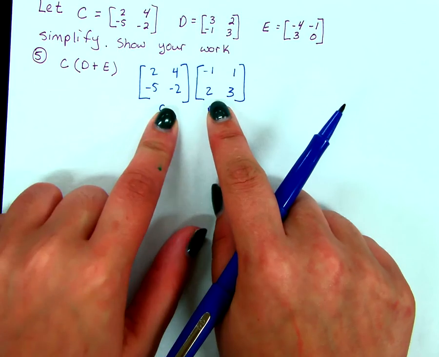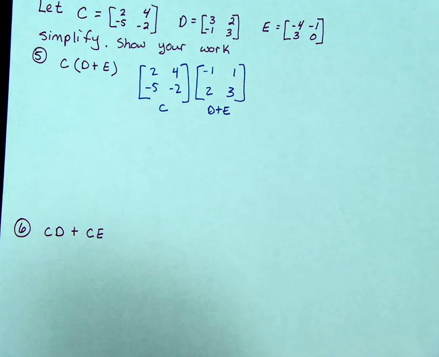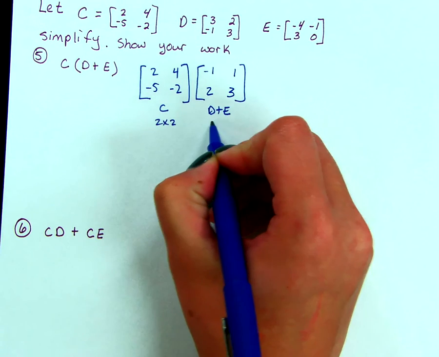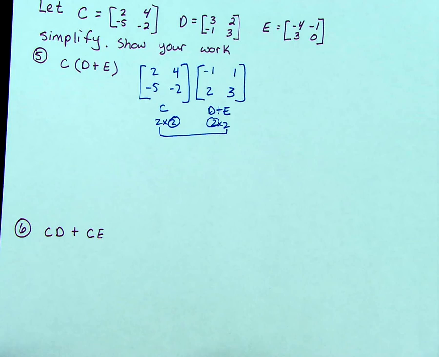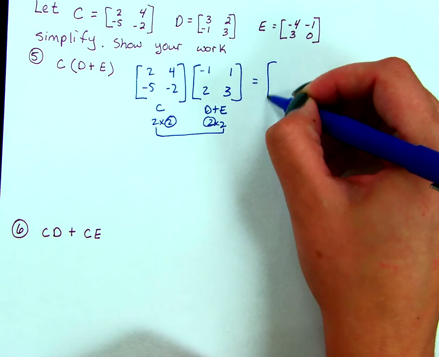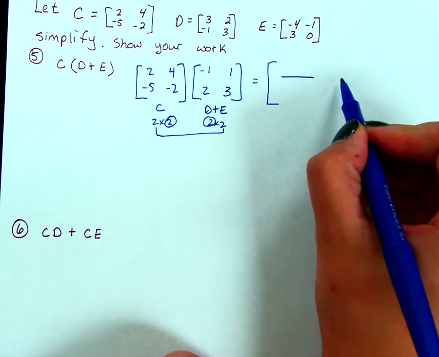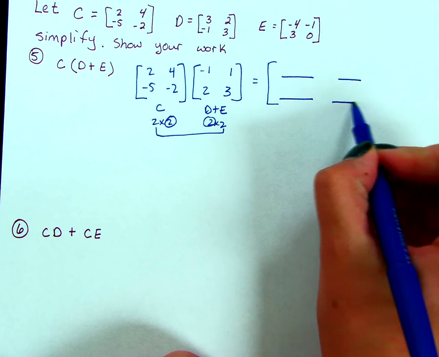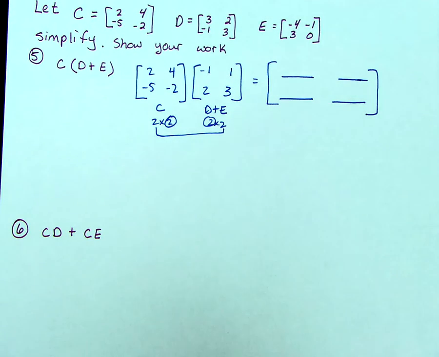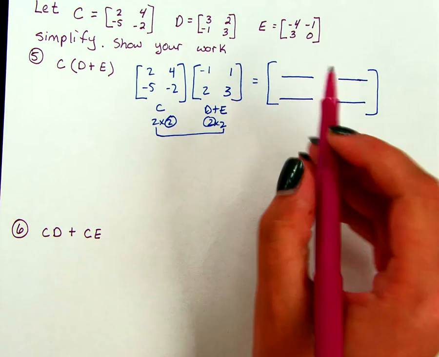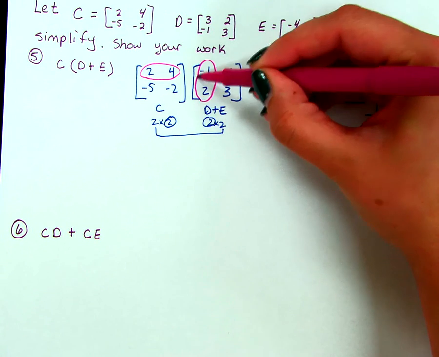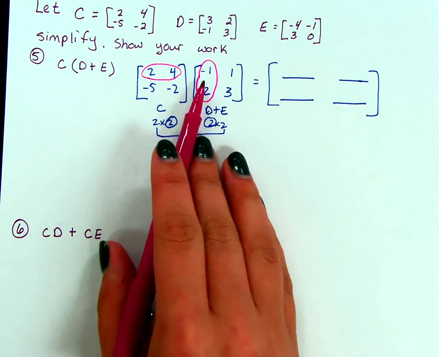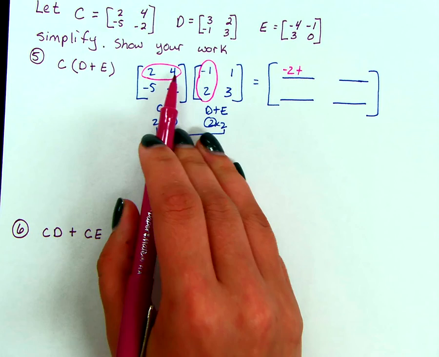And then now we're going to multiply these together. So again, looking at our dimensions, we have a 2 by 2 and then a 2 by 2. So middle numbers match, and then our answer is also going to be a 2 by 2. So again, I'm just going to start by writing my positions here, and then we'll simplify that one. Okay, so first row, first column. So 2 times -1 is -2. 4 times 2 is 8.